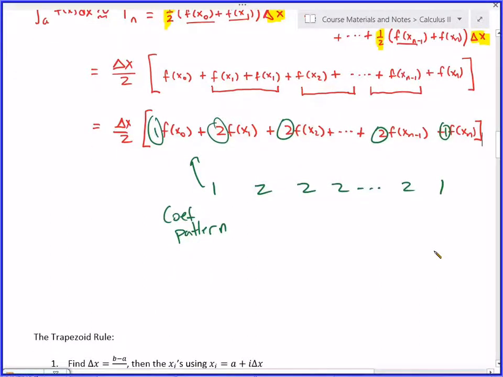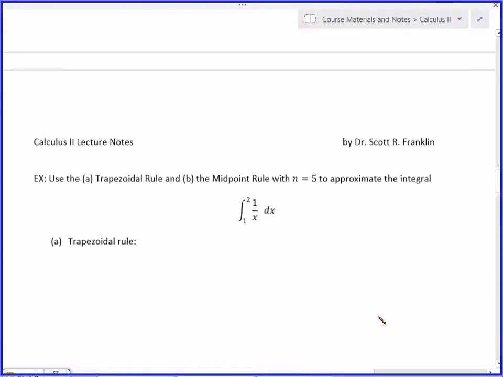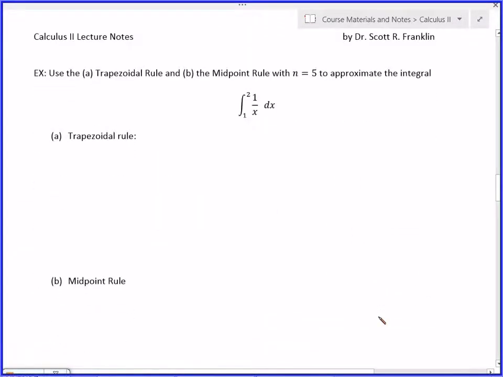So to apply the trapezoid rule, you'll find delta x. You'll find the xi's using this. You don't have to find the midpoints at all with the trapezoid rule. And then you take Tn, which is this formula right there, and add it all up. Okay? So I did want you to see where those formulas at least came from if you had used them before. Now you've seen it once again. So let's actually do one.